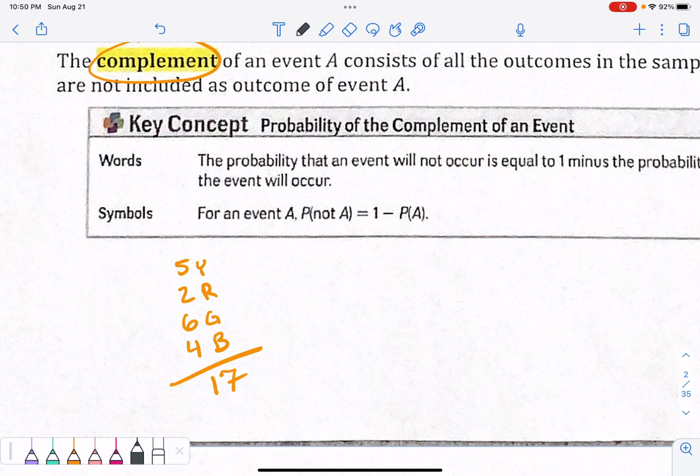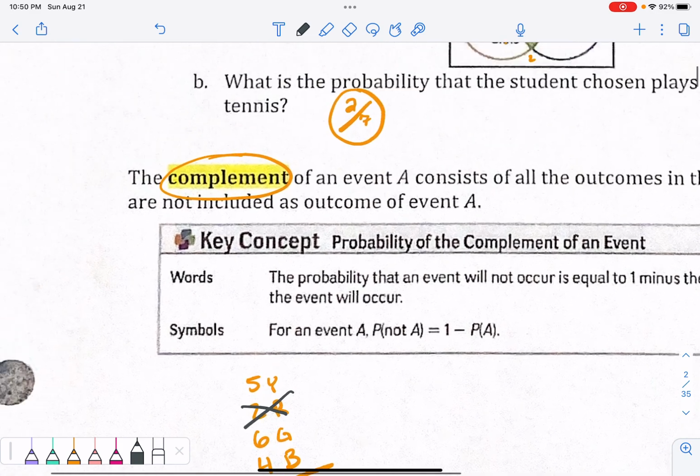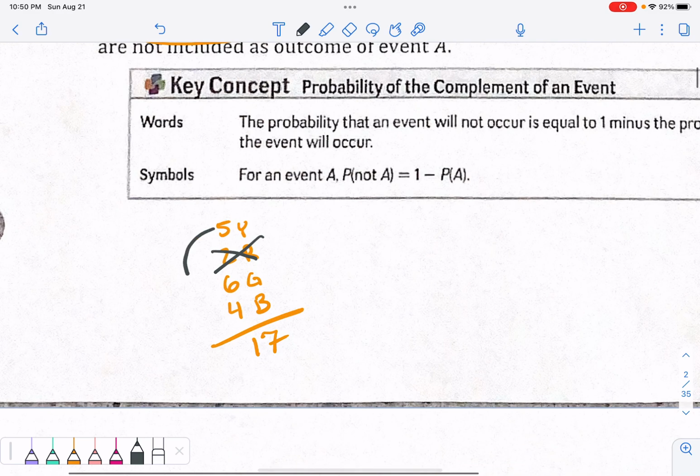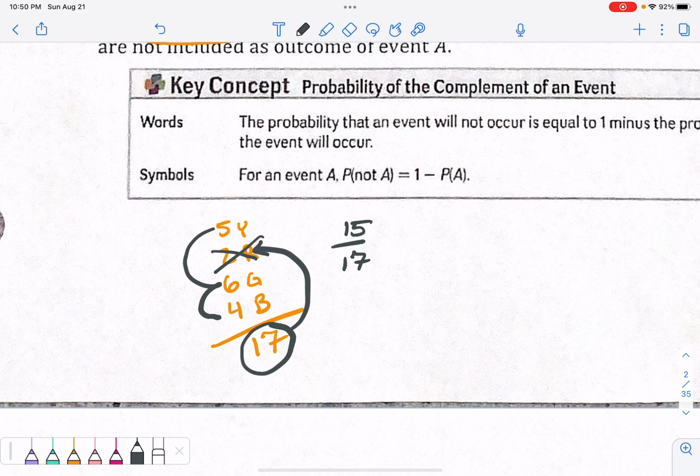So they will say a lot of times, what's the chance that it is not red? Rather than adding 5 plus 6 plus 4, which is 15 out of 17, we just know that there's 17 marbles and 2 of them are red, so I would take 17 minus 2 to get 15. It probably gets me to the answer faster by subtracting that way and getting 15 out of 17.